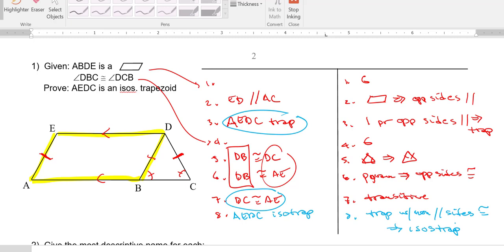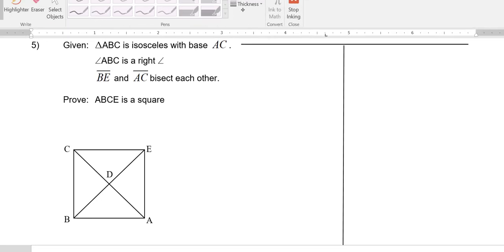Okay, so that would be a way to do a two-column proof for these types of problems in section 7.6. Let's go try another one. Okay, we're on the third page now. Problem number 5. It says that triangle ABC is isosceles with base AC.